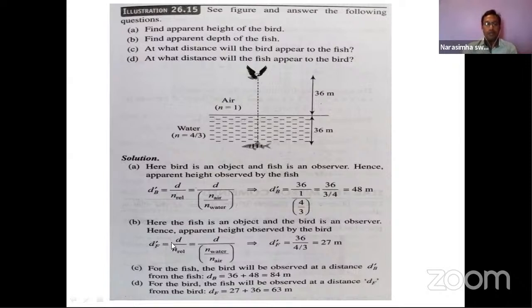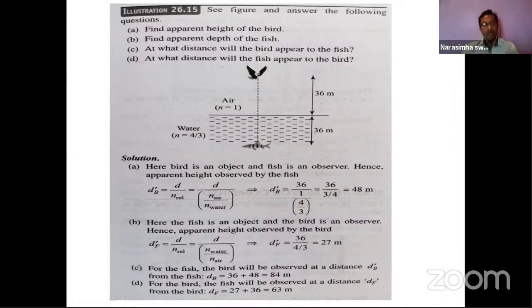Then how will it be? See, the same formula, but now it is the ratio of water to air, the refractive index of water to air. Here we are calculating the depth of the fish with respect to the bird. So the same length 36 by the refractive index 4/3, now we are getting 27 meters. Don't be confused: here it is 3/4 and here it is 4/3. So we are getting 27 meters.